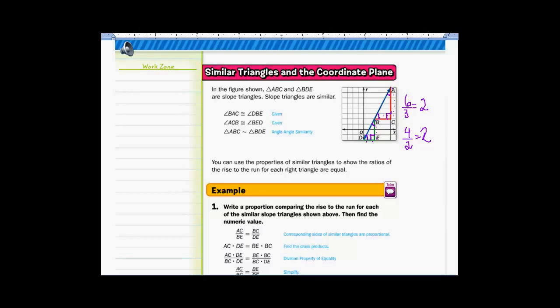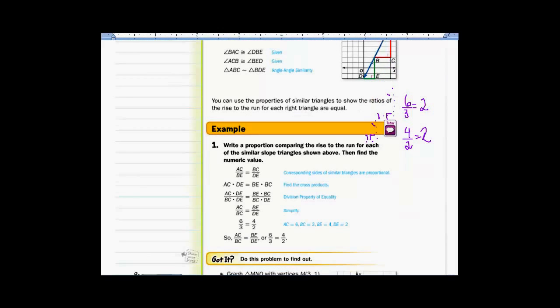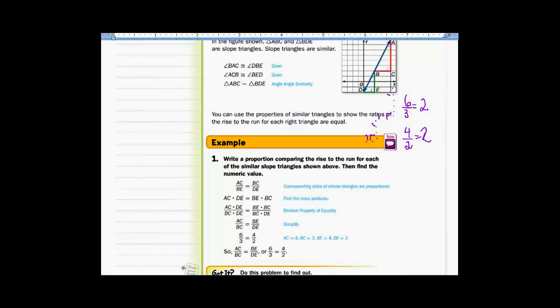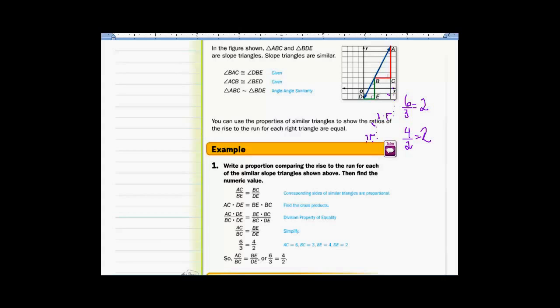So example 1 right here. It says write a proportion comparing the rise to the run for each of the similar slope triangles shown above. Then find the numeric value. So we actually just did that. So let me go down here a little bit. So if you talk about AC, which was that line right there, AC is to BE as BC is to DE. Let me go back up just a little bit so you can see A. So AC is to BE as BC is to DE. That's what we talk about there.